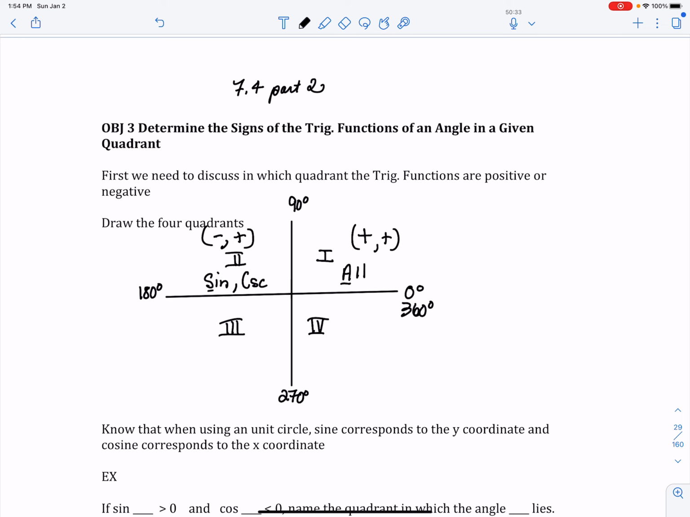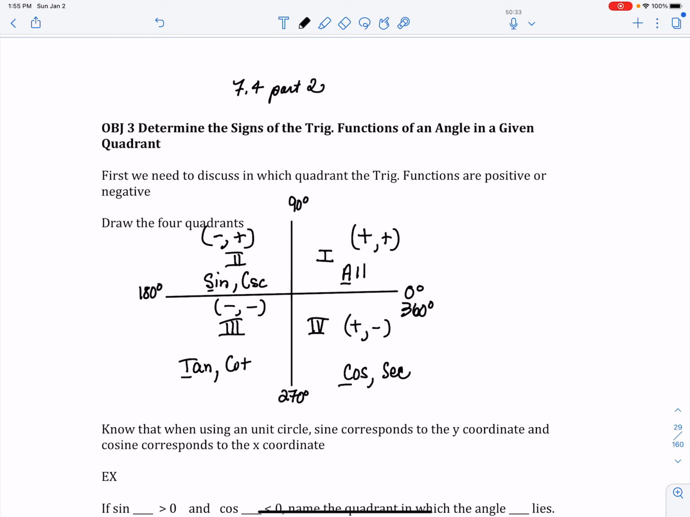In quadrant 3, both my x and my y values are negative. So that means cosine is negative and so is sine. But when we get tangent, we get sine over cosine, or a negative over a negative, which makes it positive. So tangent and its reciprocal function, cotangent, are positive in quadrant 3. And finally in quadrant 4, my x value is positive, but my y value is negative. So that means cosine's positive and sine is negative. So cosine and the reciprocal function secant are positive in quadrant 4.